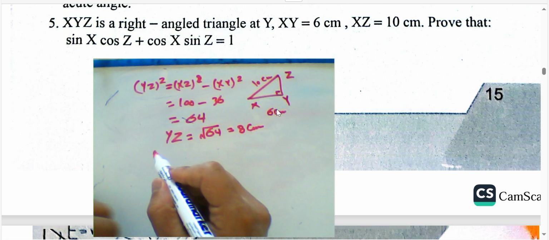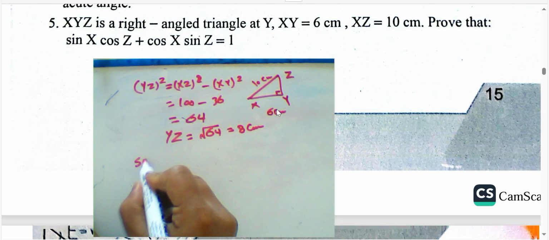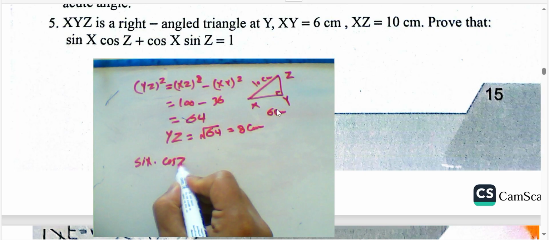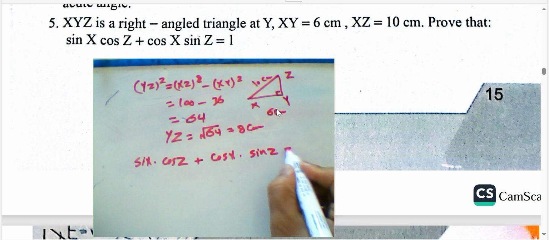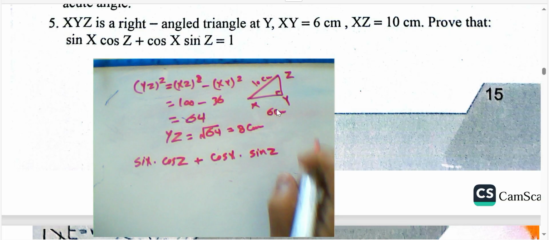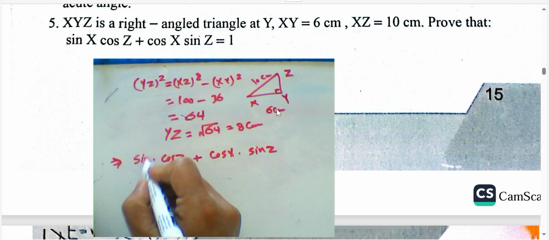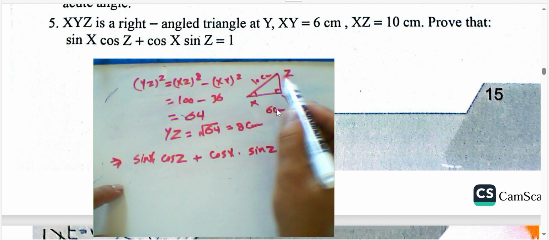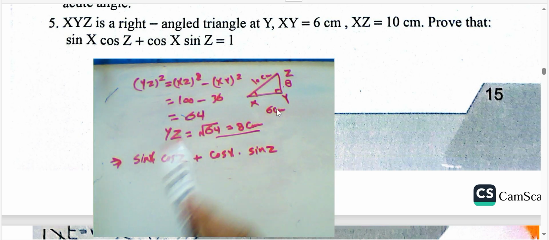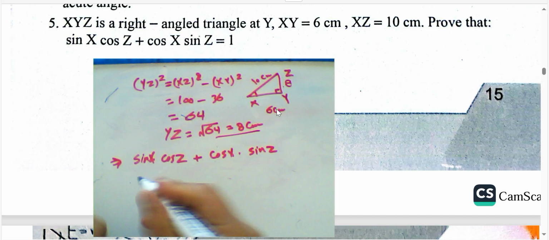Then we can prove the left hand side equals the right hand side for this equation. They have sine X product by cosine Z plus cosine X product by sine Z equal what? We must prove that the answer will be 1. Look at here, we have sine X. We have angle X here, sine is opposite over hypotenuse. We have the side length here 8, we get it. Okay, and then we can put the value of sine X, the fraction 8 over 10 right here.